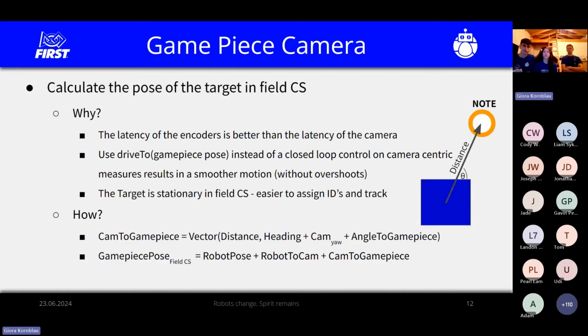I'm just going to note that we are doing the same calibration for both our tag cameras and our game piece cameras, because they're doing a similar calculation and we want them both to get a good result, because the calculation is so dependent on the calibration.